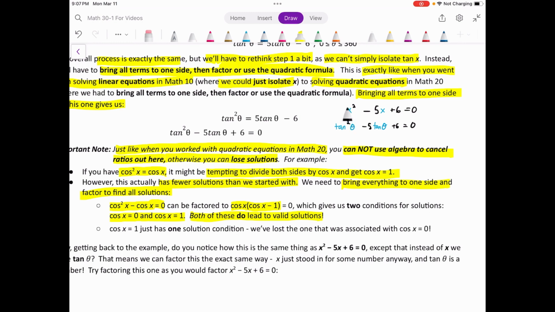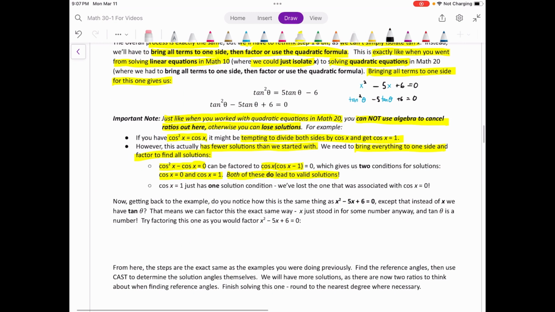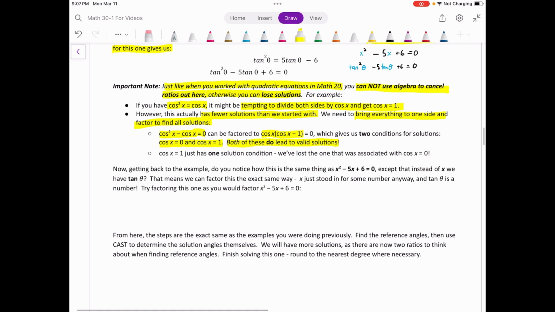Again, it's the same thing in terms of the type of equation we need to solve, right? Yes, we'll need to do more with the tan theta part once we figure that out, but in terms of just solving a quadratic equation, our first steps would be the same thing here, right? Getting back to our example, tan squared theta minus 5 tan theta plus 6 is really kind of the same as x squared minus 5x plus 6 equals 0, except that instead of x, we have tan theta. Which means we can do the same thing, bring everything to one side and factor.